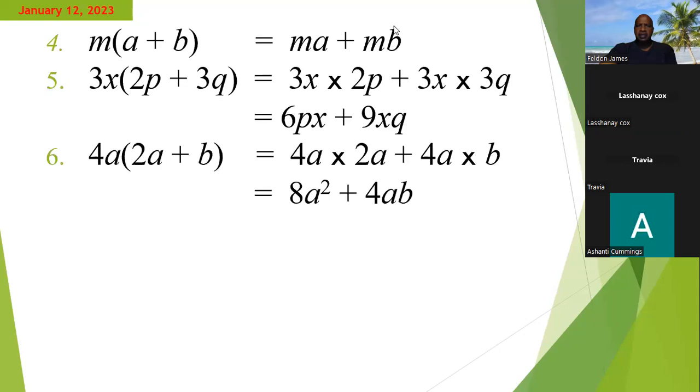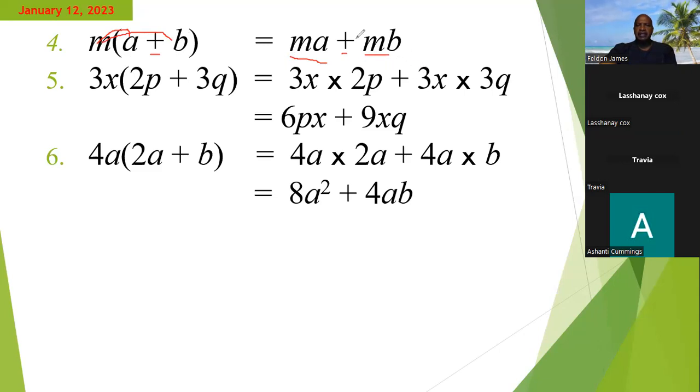So let's just look at these quickly. Here now we have m times a. Now we could easily just say m times a equal to ma, and then we keep the plus sign, and then m times b equal to mb. And so we'd have ma plus mb.